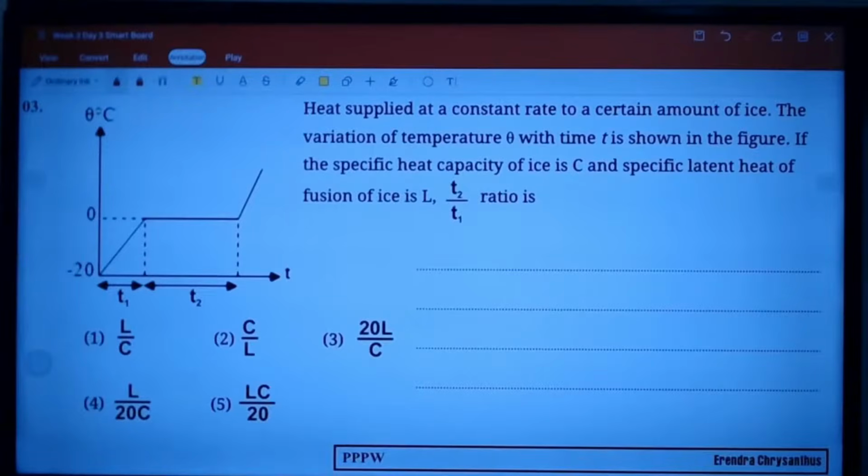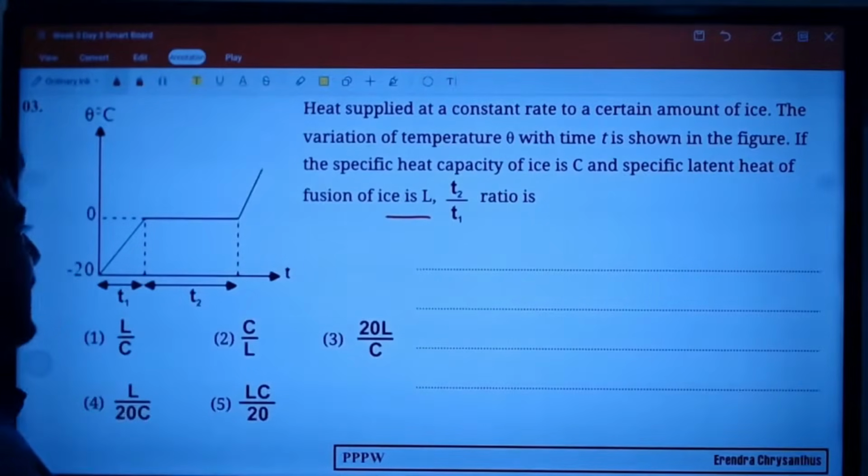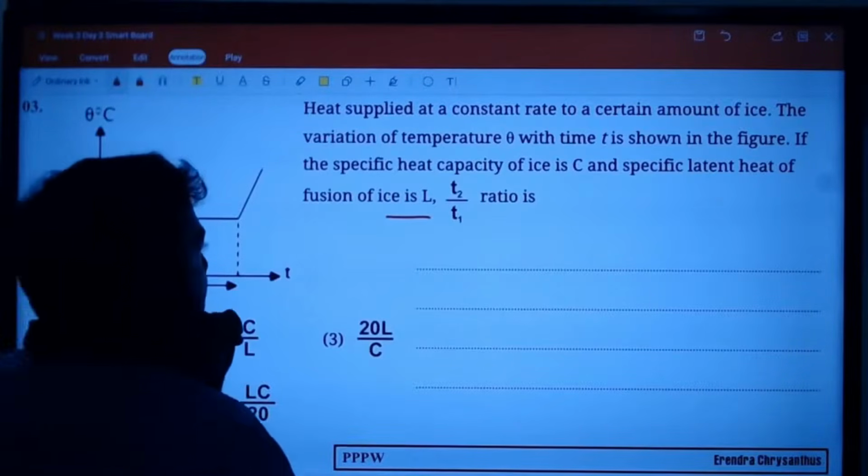Heat is supplied at a constant rate to a certain amount of ice. The variation of temperature theta with time is shown in the figure. If the specific heat capacity of ice is C and specific latent heat of fusion is L, what can you say about the ratio T2 over T1? Right. So here the specific heat capacity of ice is given.